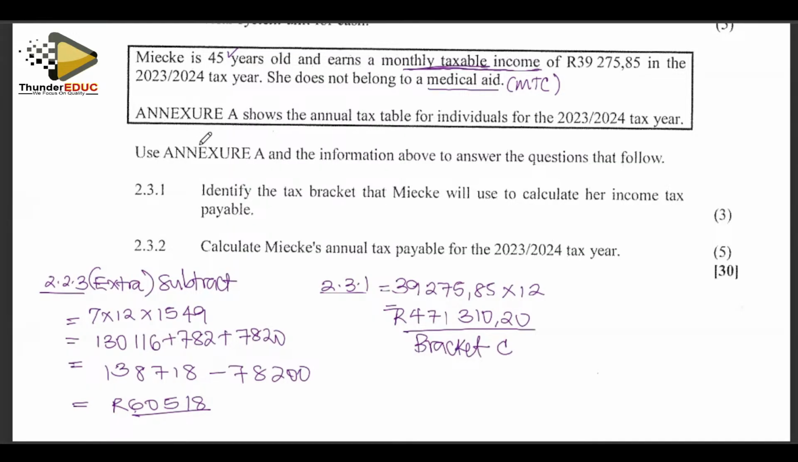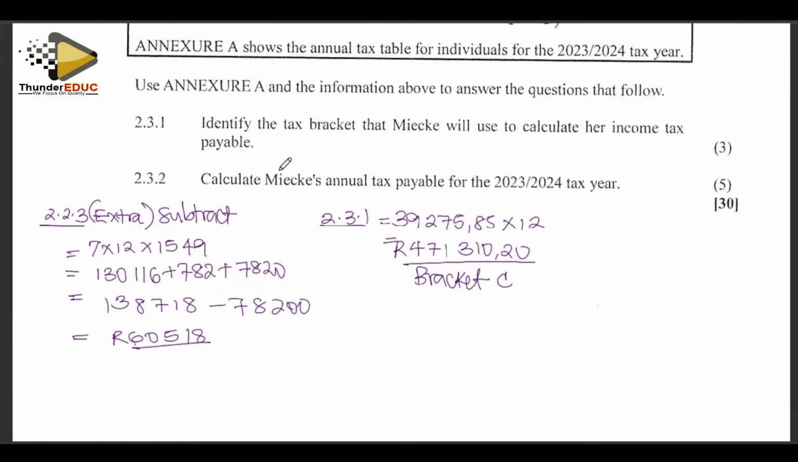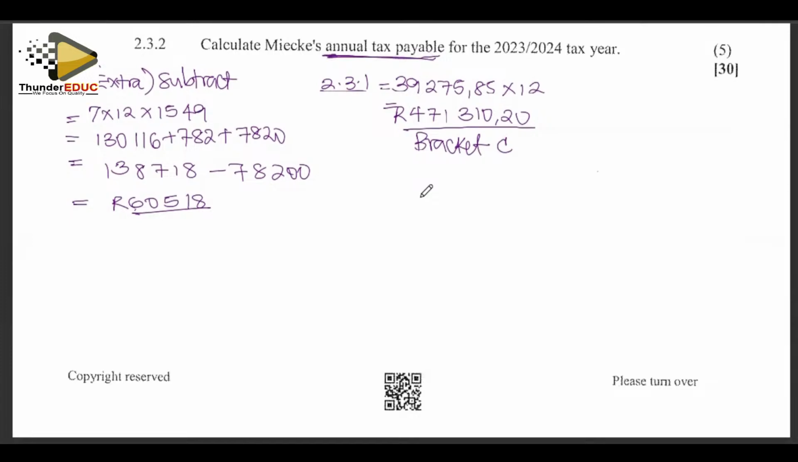All right, let's go and see question number 2.3.2. Calculate Maki's annual tax payable. Now, this is when we are going to use the tables. We're going to pick that bracket that you have chosen for us, and we shall calculate. All right, we shall go there. Let's pick bracket number 3.